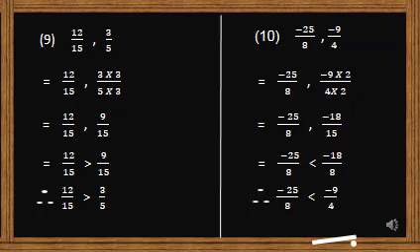Now we will see which one is greater and which one is smaller. Minus 25 upon 8 is less than minus 18 upon 8. Therefore, minus 25 upon 8 is less than minus 9 upon 4. Okay, students, this is the last sum which we studied in this chapter. Now in our next lecture, we will study our practice set 1.3.